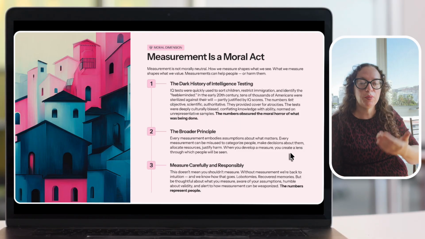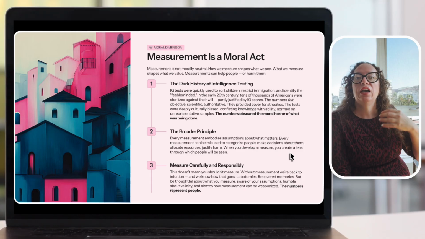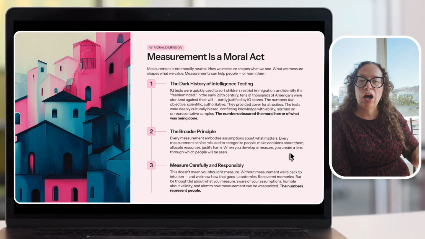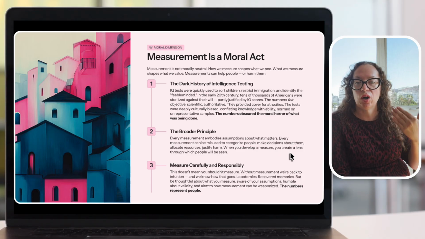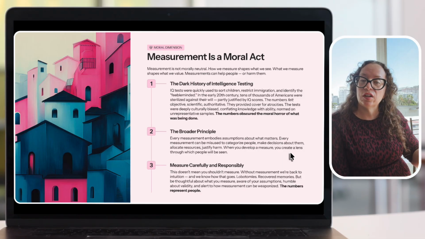Okay. So here's the bottom line. Measurement is a moral act. It's not just a technical procedure. It has consequences. It shapes how people are seen, how they're treated, what opportunities they have. Treat it as such. Okay. Be thoughtful about what you measure and how. Be aware of the assumptions you're making.